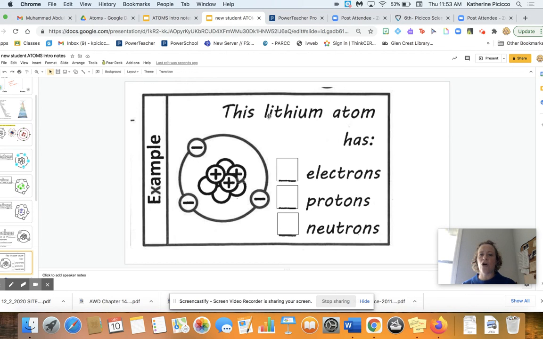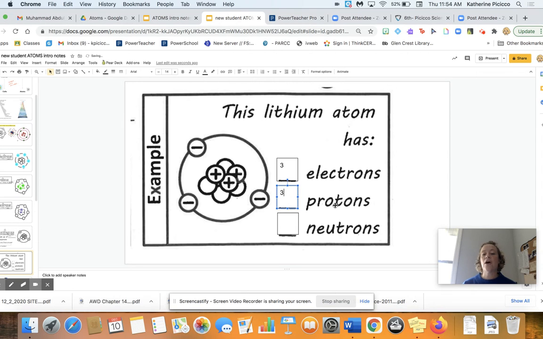So this is an atom called lithium. It's used in batteries, and we kind of look at each one. So let's practice. How many electrons does this atom have? Well, if I go to the outside, I see 1, 2, 3. So this one has 3. Okay. When I look at protons, those are the positive ones, right? So this also has 3 protons.